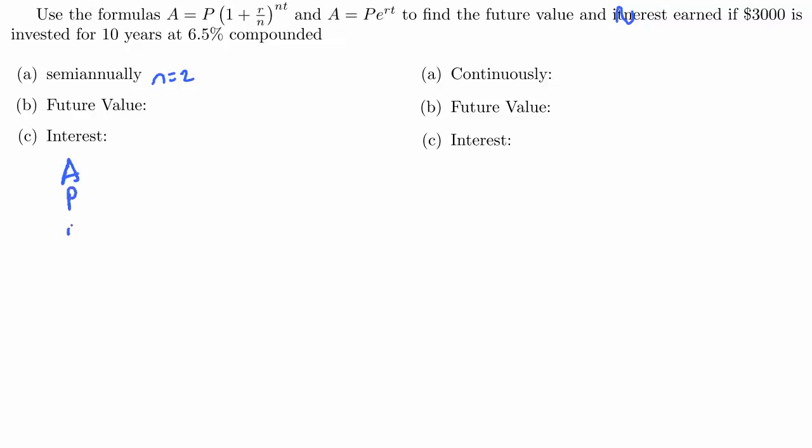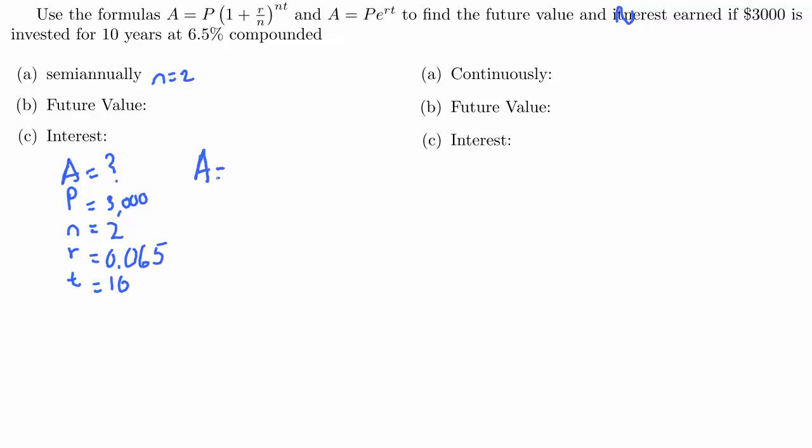A, P, n, r, t. I want to find the future value, which means I don't know A, but I do know the present value, or in other words, the principal, which is 3,000. And I do know n because it's semi-annual, that means 2 times a year. r I know because it's 6.5%, but as a decimal, move it to the left 2 places, which gives you 0.065. And we want to do this for 10 years, so t equals 10.